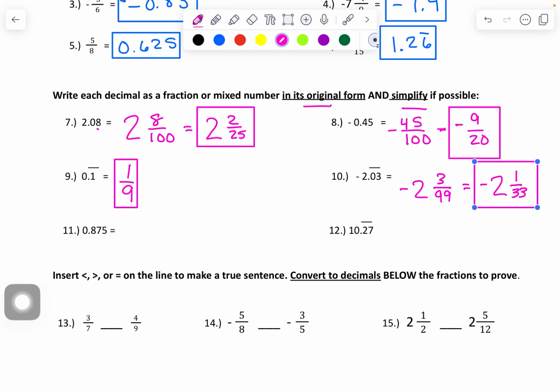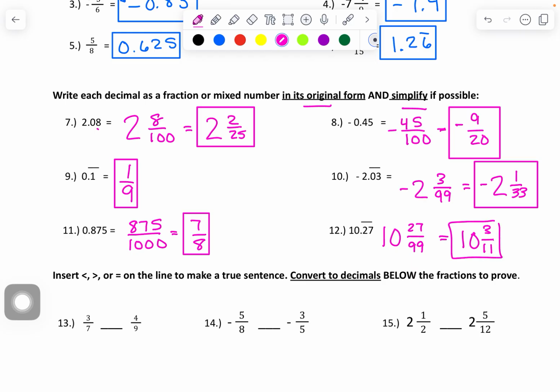If I go to number 11, now I go back to a terminating decimal. Terminating decimals are ones we write like we read it, 875 thousandths. And 875 thousandths reduces down to 7/8. Then I go back to repeating. Repeating are the ones that go over 9. In this case, I again have 2 numbers repeating, so it is over 99. And that simplifies down to 10 3/11. The whole number just keeps getting brought along, and in your calculator, you can just put the fraction before simplifying.